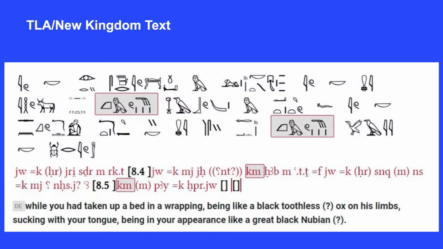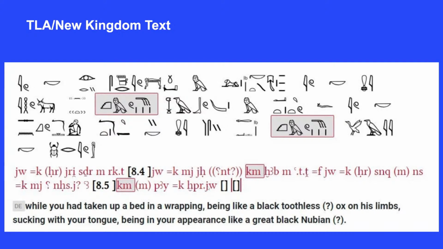So here is a New Kingdom text. And in this New Kingdom text, we do a comparative analysis. So we compare the Old Kingdom text, where we see Egyptians being described as black, and when we compare it with the New Kingdom text, we see Nubians being described as black with the same adjective modifier.